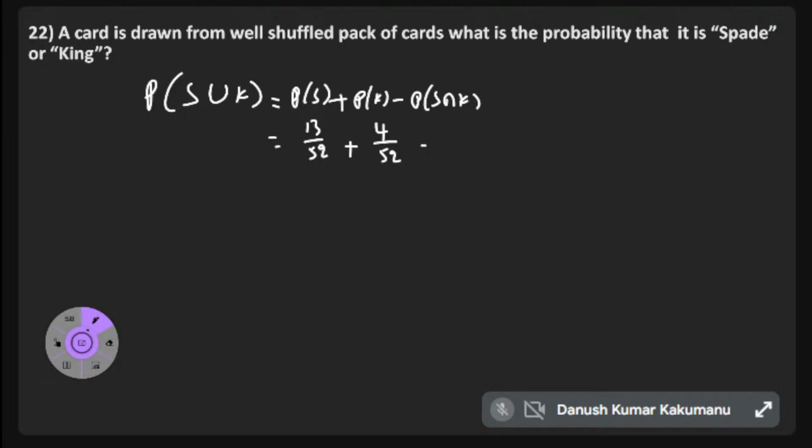King spade combination is 1. Yes or no? Spade 13, and in the king also one spade. So 1 by 52. What is the answer? 13 plus 4 minus 1 is 16, so 16 by 52, which is 4 by 13.